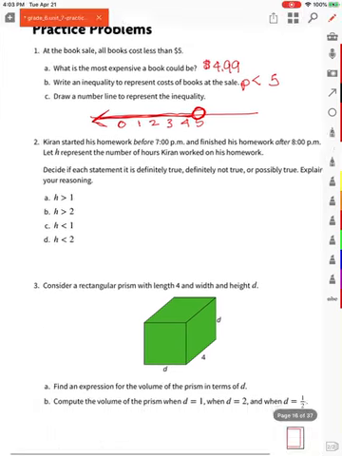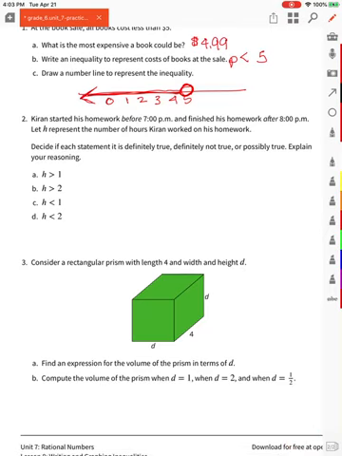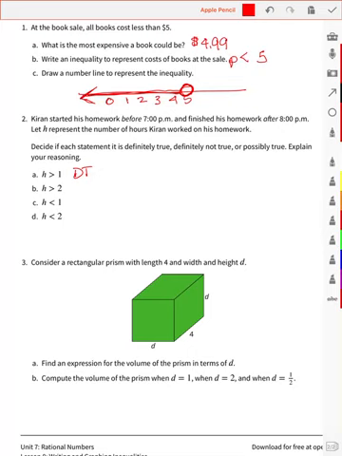Problem 2. Kieran started his homework before 7 and finished his homework after 8. Let H represent the number of hours Kieran worked on his homework. Decide if each statement is definitely true, definitely not true, or possibly true. Explain your reasoning. So if he worked before 7 and after 8, he did greater than 1 hour. That is definitely true. So I'm going to write DT.